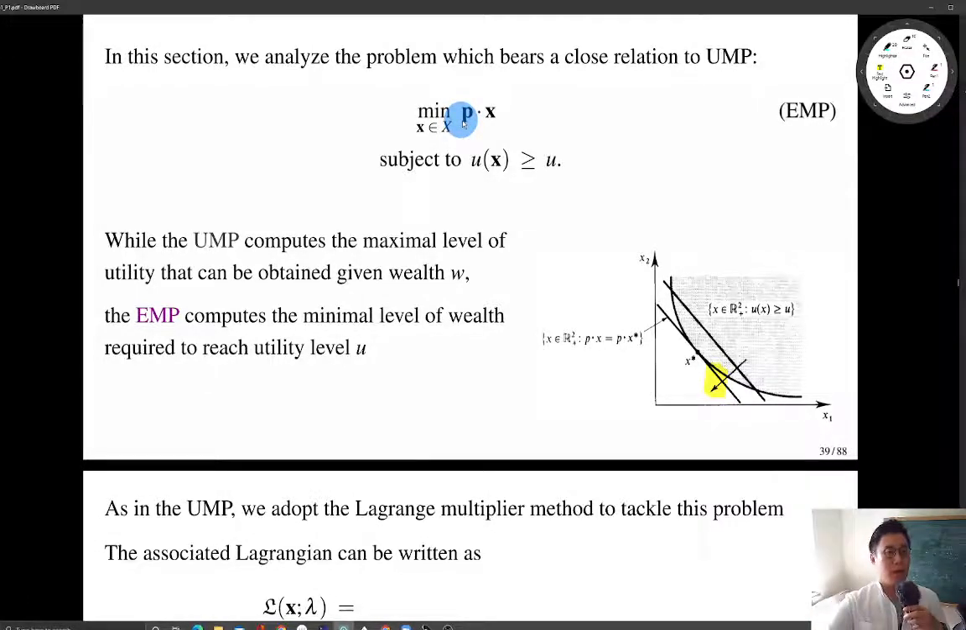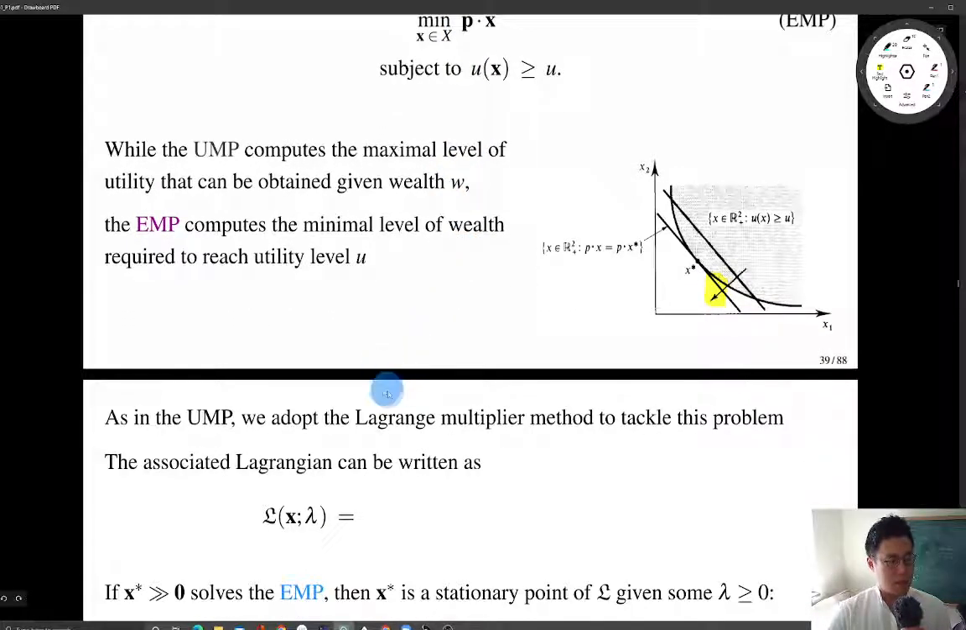But this EMP is a minimization problem. So we have to manipulate the Lagrangian slightly, and the way to manipulate the Lagrangian is now we have to first put the objective function. So p dot x appears first, okay, right? And then we need a lambda Lagrangian multiplier, and the way to convert the constraint is the same as before. Yeah, we change the constraint.